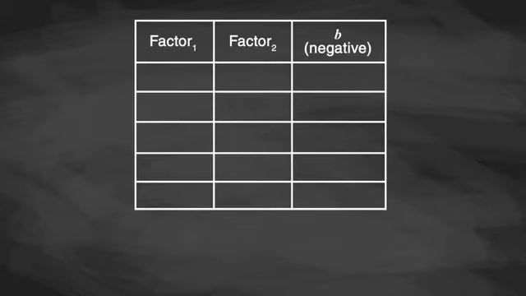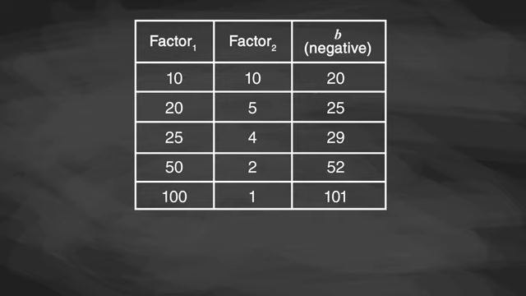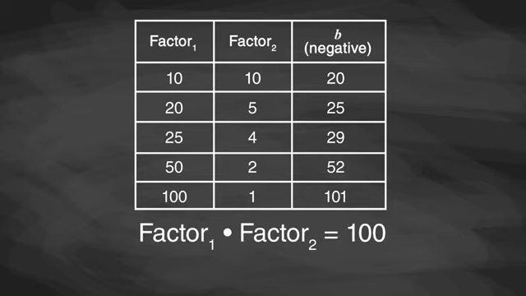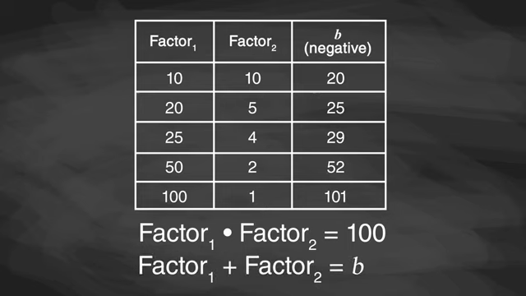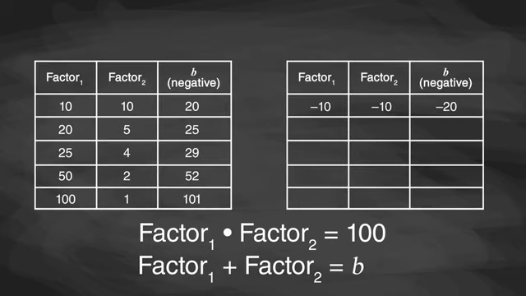Let's organize the factors of 100 in a table focusing on positive values of b and using only integers. Factor 1 times factor 2 will equal 100, and factor 1 plus factor 2 will equal b. We could create an additional table where we are focusing on negative values of b, using negative integers as factors. Factor 1 times factor 2 will still equal 100, and factor 1 plus factor 2 will equal b.